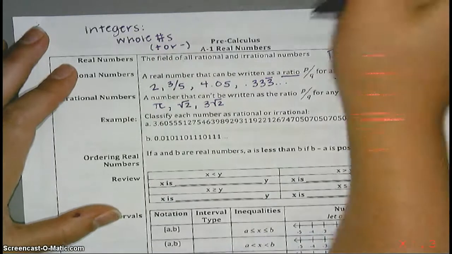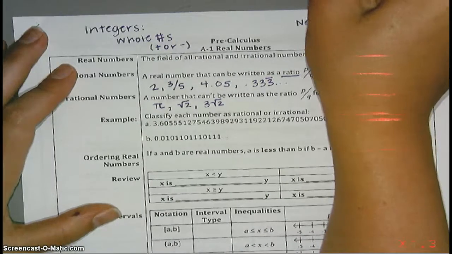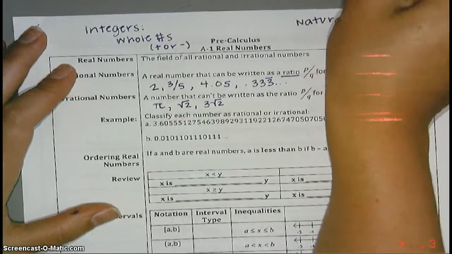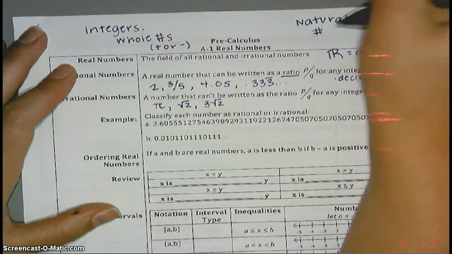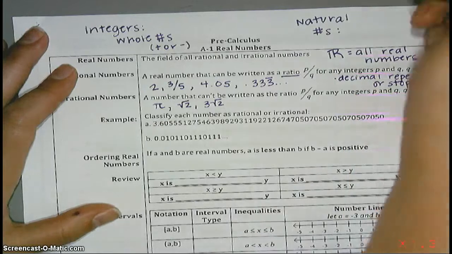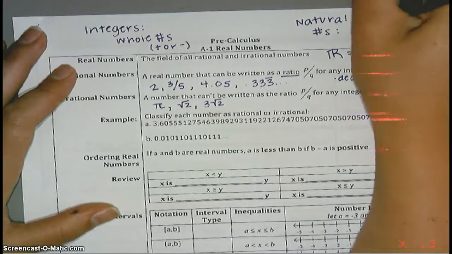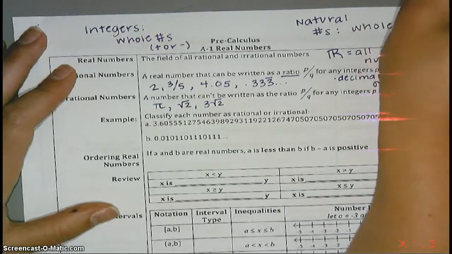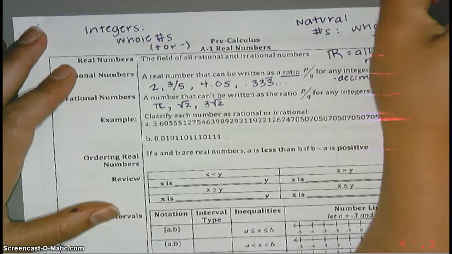Another one that they're going to talk about that I forgot to put in are natural numbers. And those are a lot like integers, where they're whole numbers, but these are only going to be positive, and it's only going to include the number 1 on up. So we're going to just talk about whole numbers from 1 to infinity.